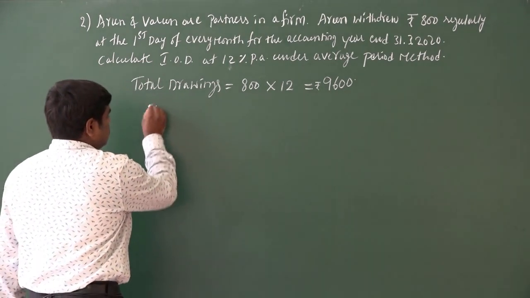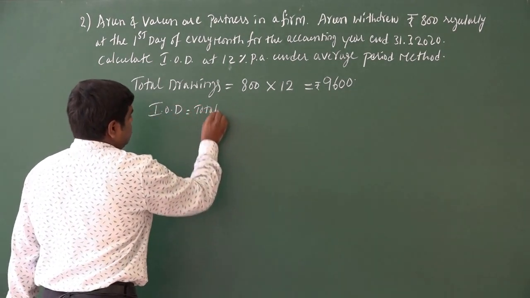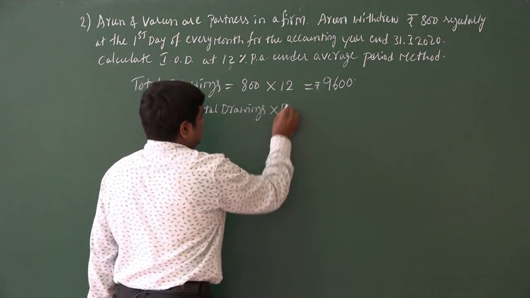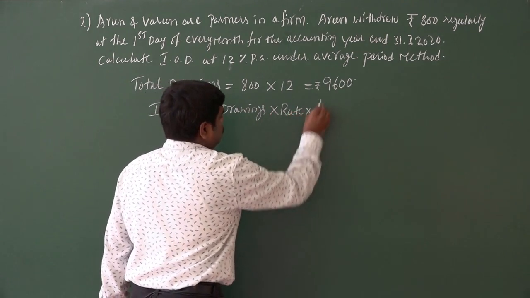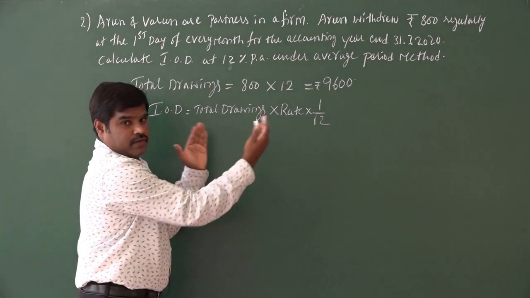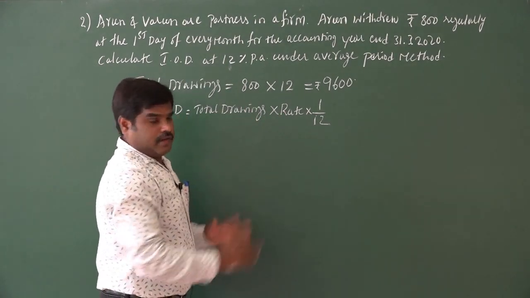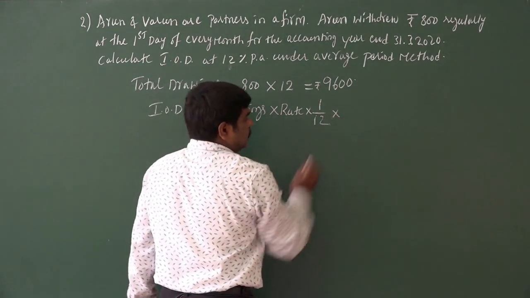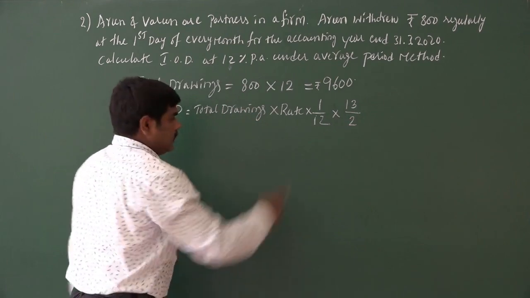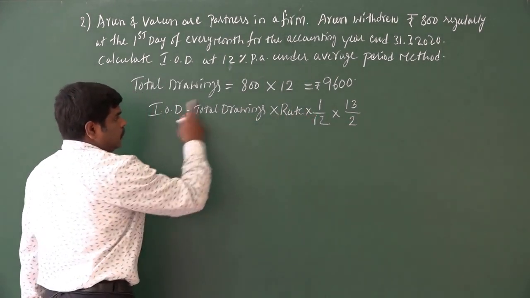So next, interest on drawings is equal to total drawings. Write the formula: total drawings into rate into 1 over 12. I said this is common for every average period, whether it is first day, last day or middle of every month. Then into the average period, which will be 13 divided by 2.